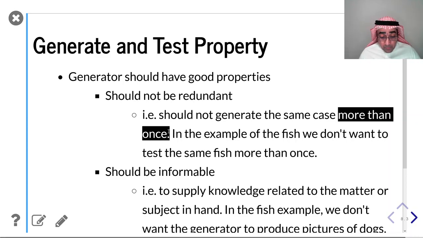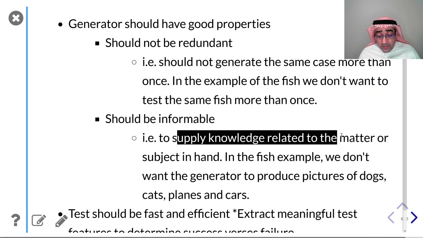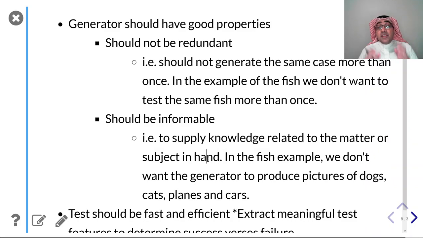Okay, it should be informable. This is very important. It has to supply knowledge related to the matter or subject at hand, giving you information about the thing that you are targeting. For example, in the fish example, we don't want a book that talks about dinosaurs and reptiles that are walking. We know it's a fish. I don't want a picture of a reptile, a lion, or a dinosaur coming out. I want only and only pictures of fish. It has to be informable so that it can actually confine itself to the fish only, okay?